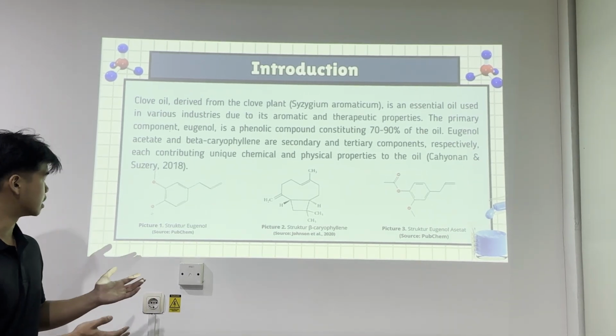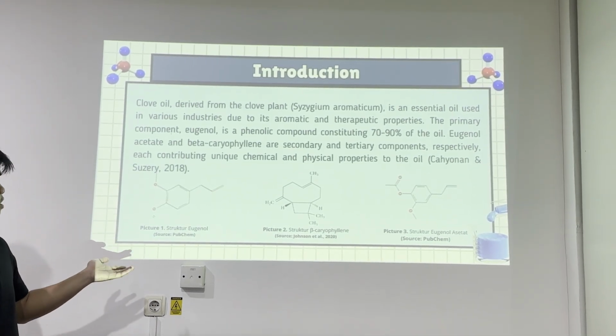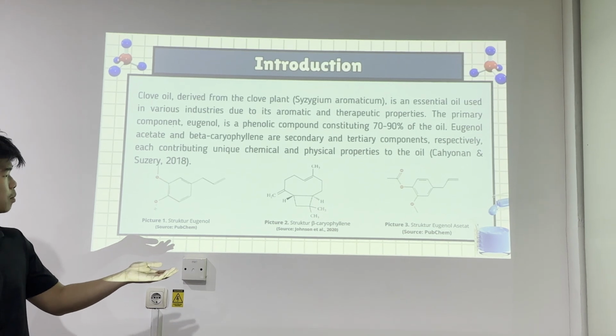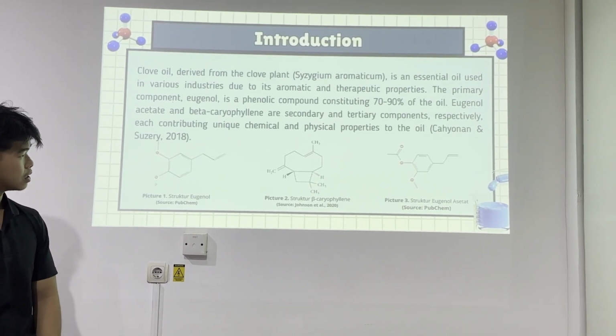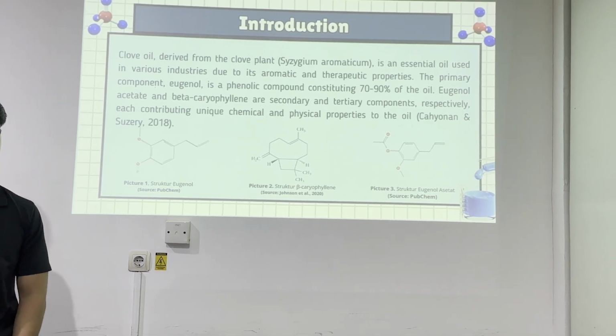So here are the three structures. On the left, the eugenol structure; in the middle, the beta-caryophyllene structure; and in the third, right picture, the eugenol acetate structure.